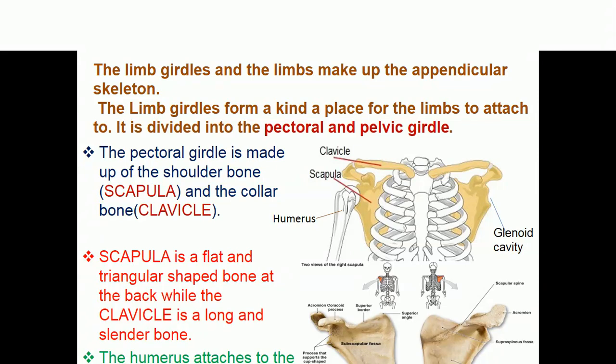Now the pectoral girdle is made up of the shoulder bone, also known as the scapula, and the collarbones, also known as the clavicle. Scapula is a flat and triangular shaped bone at the back, while the clavicle is a long and slender bone at the collar region. Now the humerus attaches to the pectoral girdle at a hole called the glenoid cavity. So if you look at the image here, you see the position of the clavicle, the scapula, the humerus, and of course the glenoid cavity. Also below we have the structure of a scapula. You can take your time to study the image.